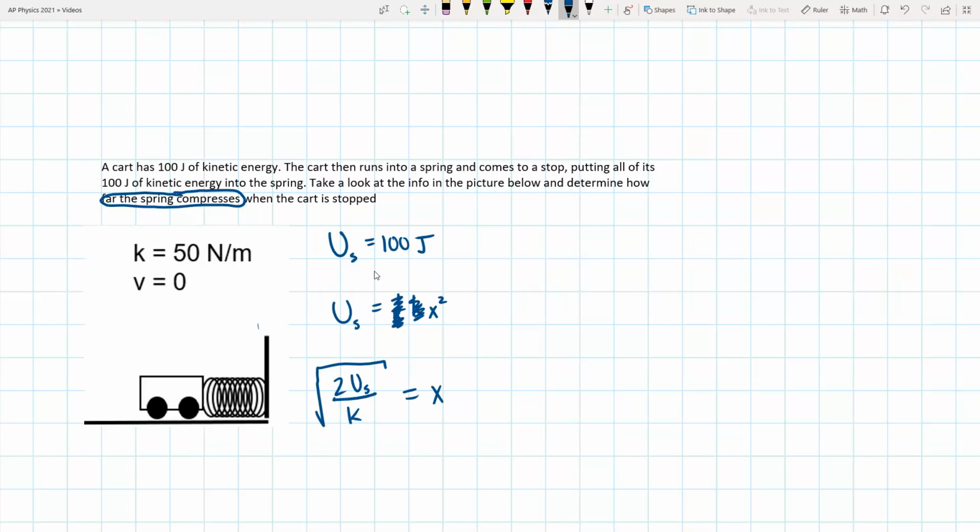Okay. And so now I know all of these values. I can just plug these things in. So that would be the square root of 2 times 100 joules of energy divided by k, which was 50 right there. So 50 newton meters. And that would be 200 divided by 50, which is what, 4?